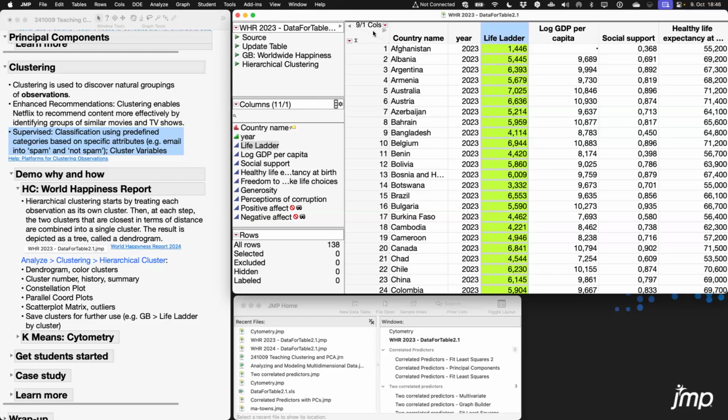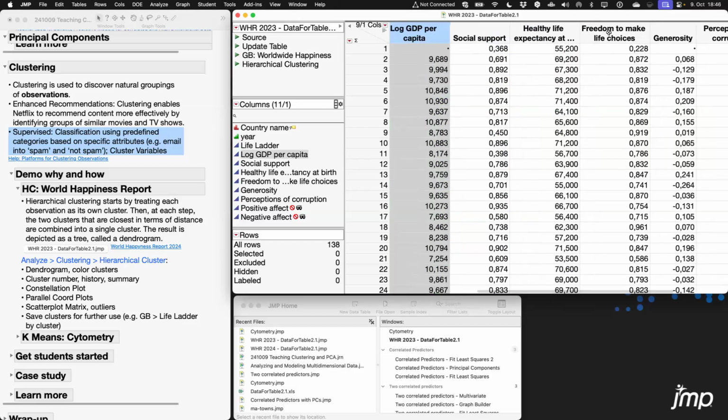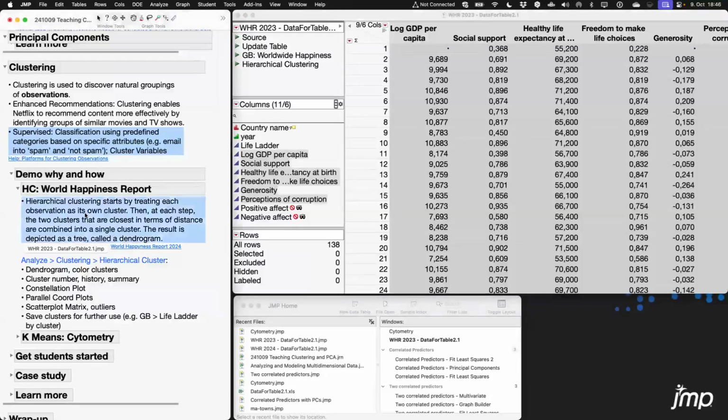Yeah, the life ladder, that's the main thing. On a 0 to 10 scale, all the people are asked, how do you judge the quality of your life on a scale from 0 to 10? And that's the summary overall result. But there are also six factors driving this quality of life. And these are the factors you also see here. So we have six variables with continuous data. Yeah, and now it's easy to do some clustering if you are interested to see which countries are going together.